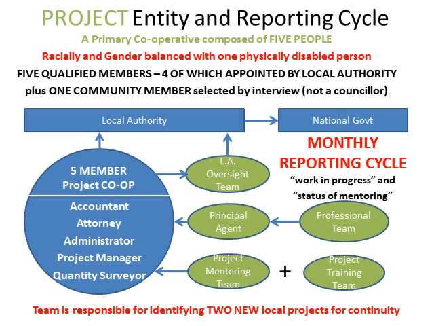Now let's take a look at the reporting cycle that has to be embedded here. You have the project entity reporting directly to the local authority, and the local authority reports directly to national government. This is done by means of a monthly reporting cycle which reports the status of the work in progress and also the status of the mentoring.